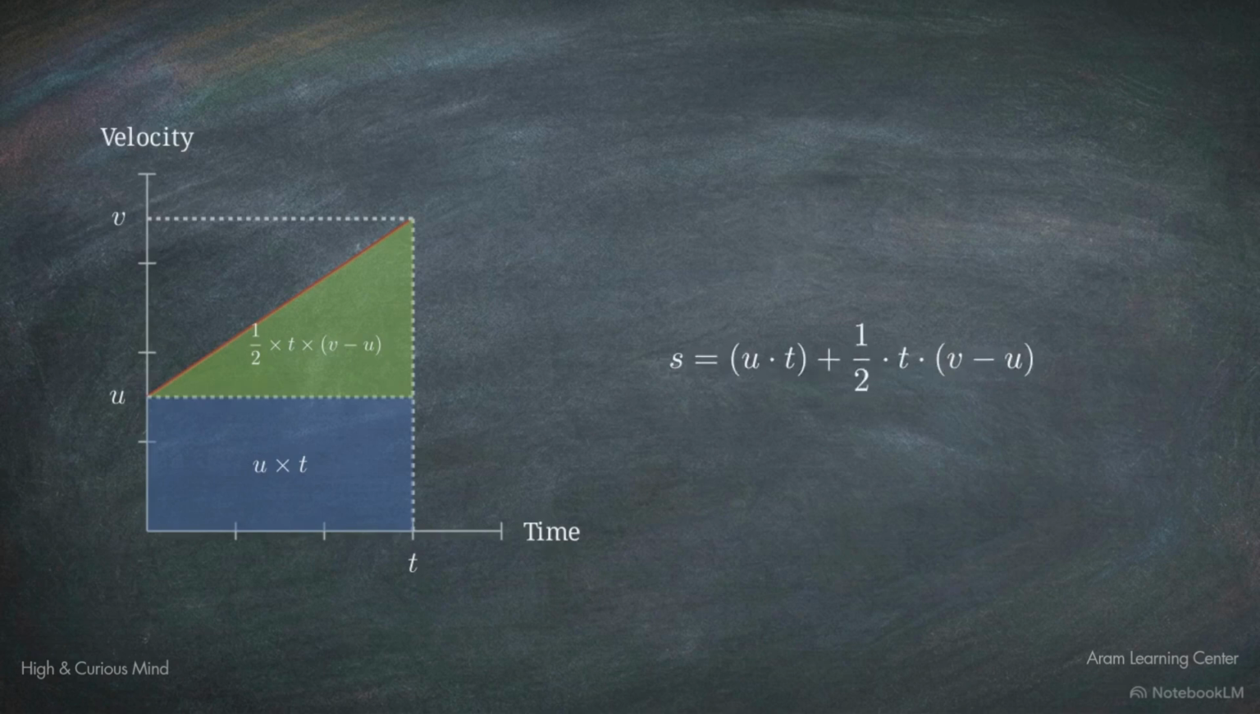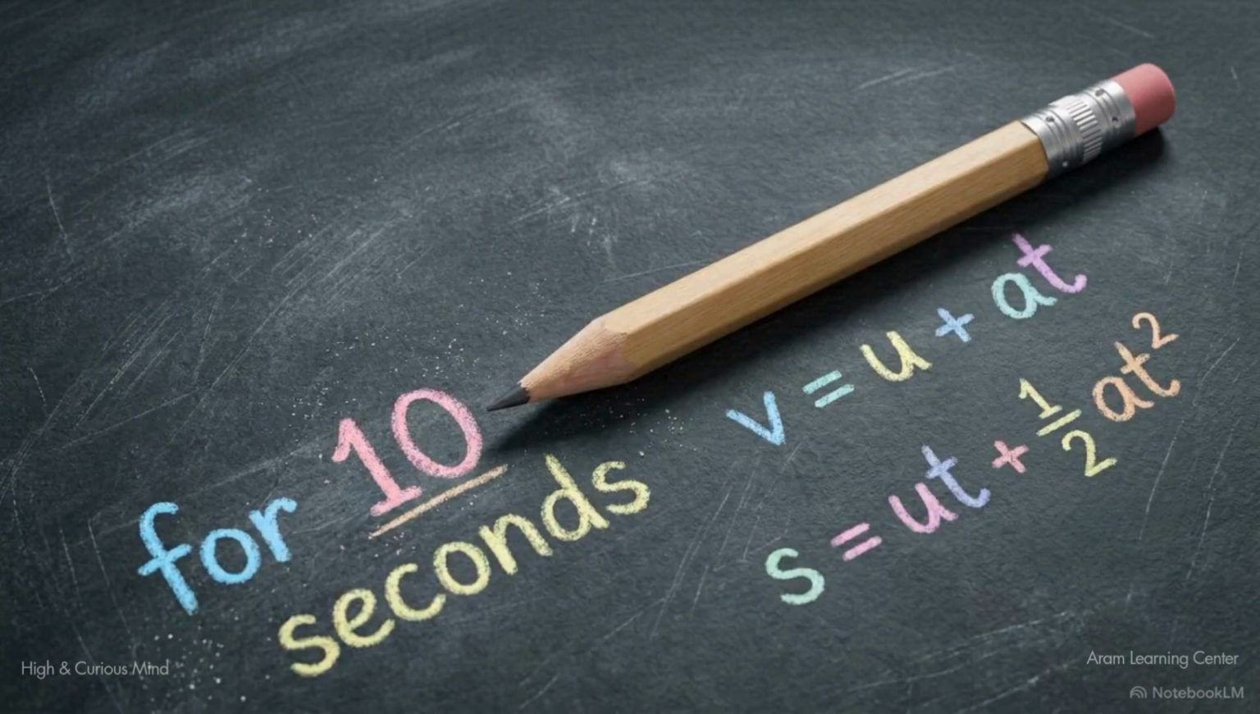Add the area of the rectangle and triangle together. We already proved in our first equation that v minus u is equal to at. By swapping out that piece in our area formula, we arrive at the second kinematic equation, linking position and time. These first two equations handle most situations, provided the problem actually gives you the duration of the movement.